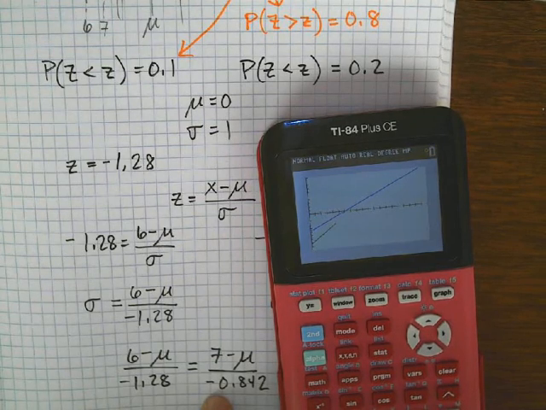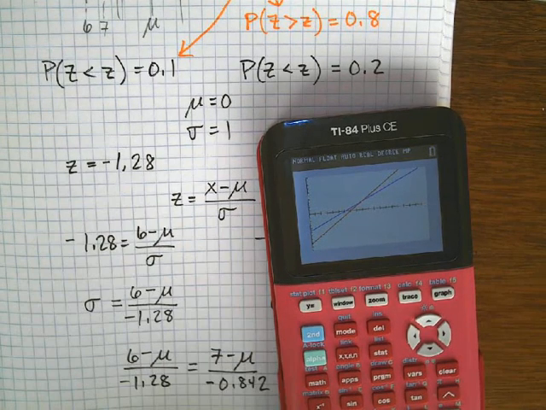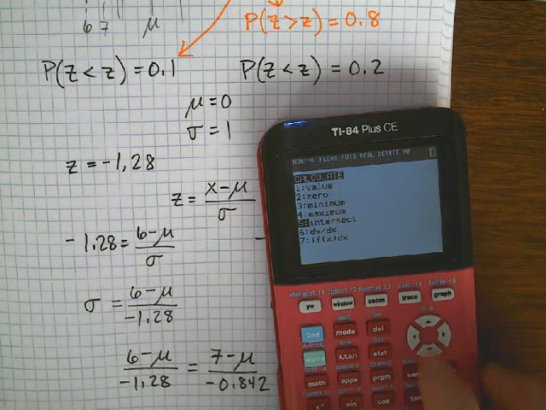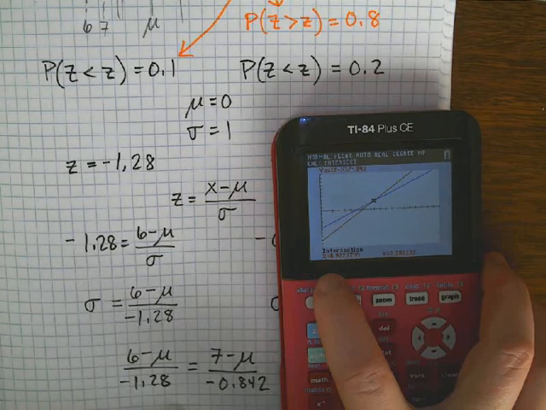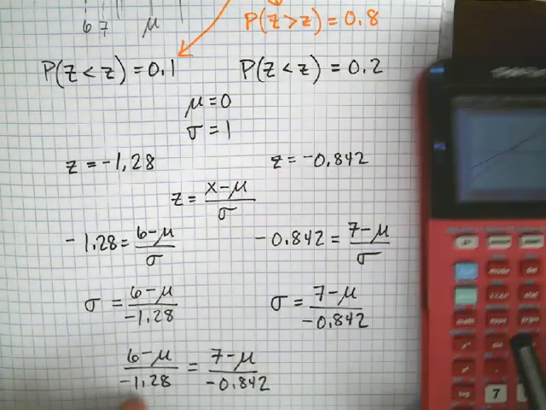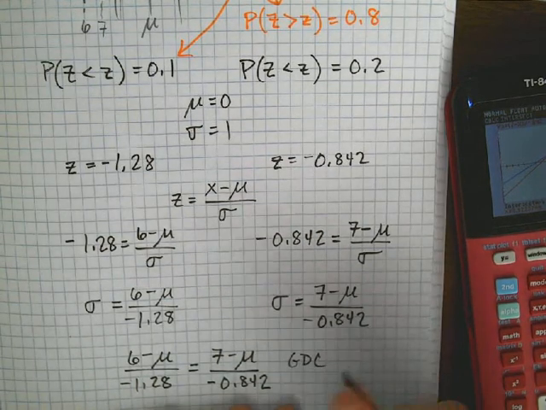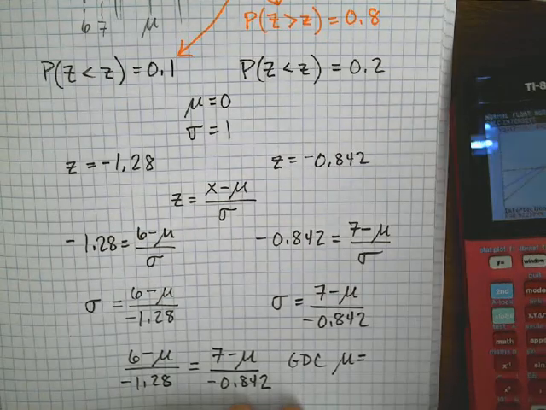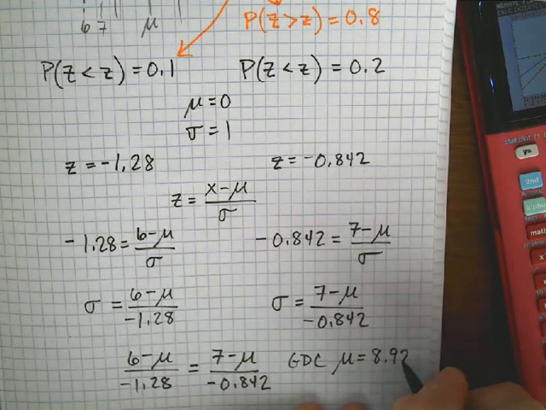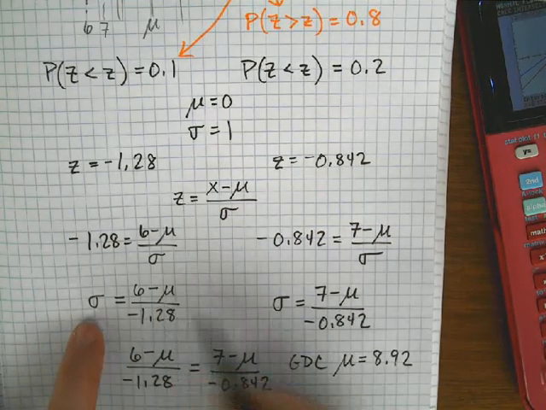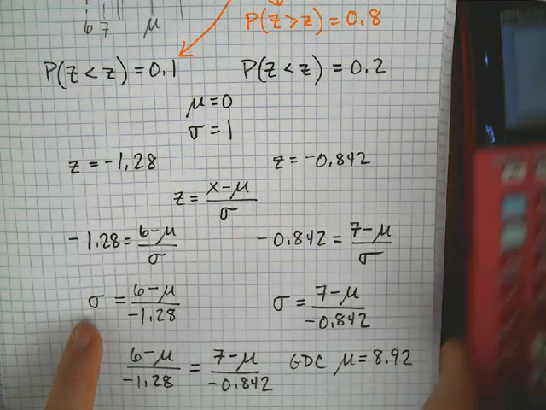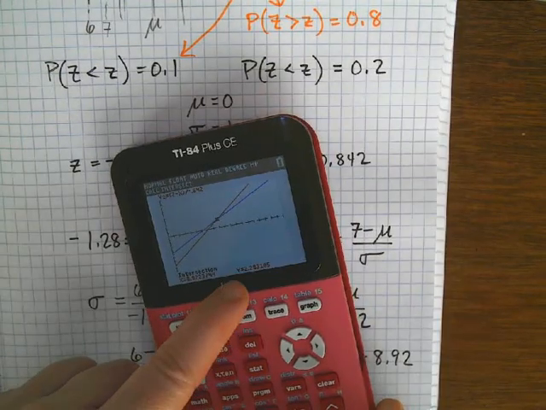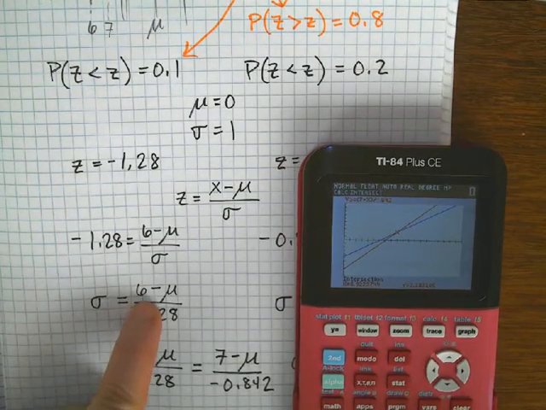There's the first line, here comes the second line, bam, they cross each other. Where they cross each other, the x value is going to be our mean. So I'm going to go second, trace, intersect, first curve, second curve, there it is. They are intersecting at x equals 8.92. So from my graphing calculator, the mean is equal to 8.92. Now I can plug that in for either here or here and find the standard deviation. Actually, the standard deviation is just going to be the y value, now that I think about it. So what's the y value? There it is, 2.28, because y equals 6 minus x divided by negative 1.28.